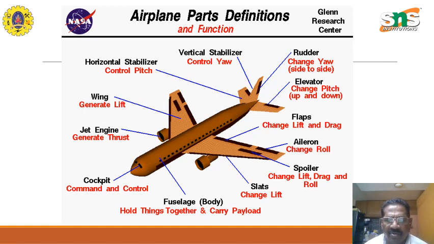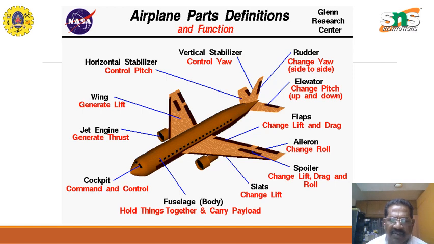We have the horizontal stabilizer, we have the vertical stabilizer. We have a small moving part here which is called the rudder, which changes yaw to slide side to side. And then we have an elevator here to change the pitch up and down. We have the flaps on the wings to change the lift and the drag. We have the aileron to change the roll when the flight wants to take a turn. We also have the spoiler to change the lift, drag, and the roll.